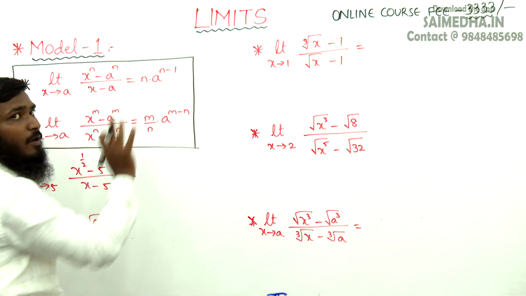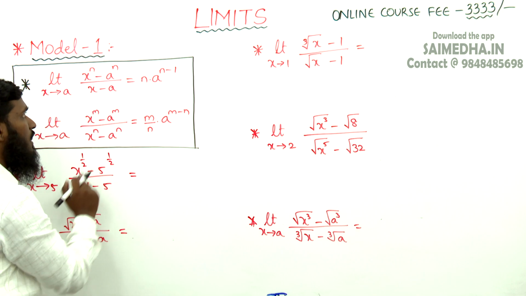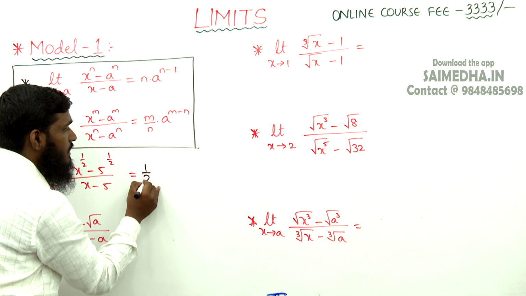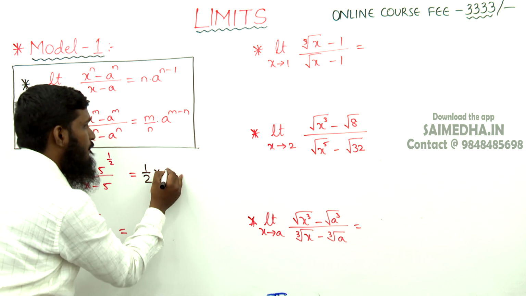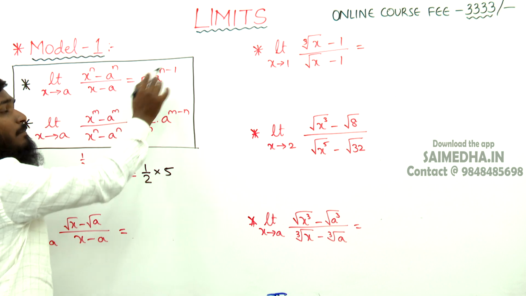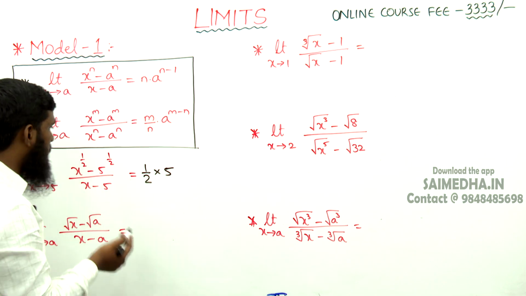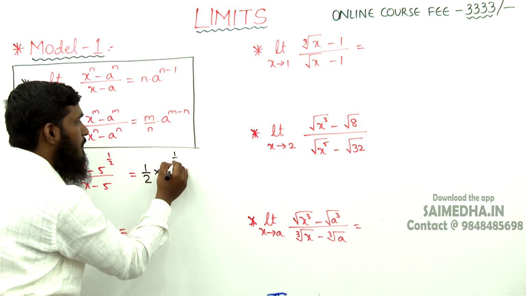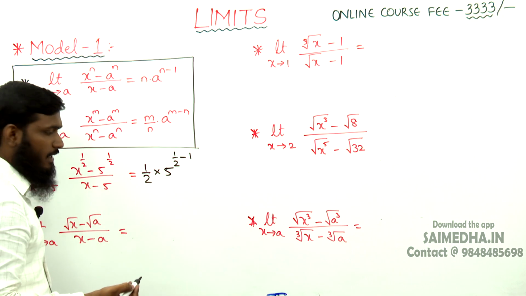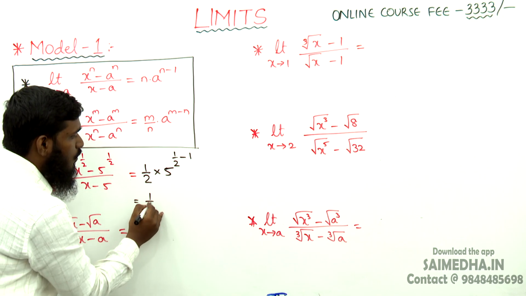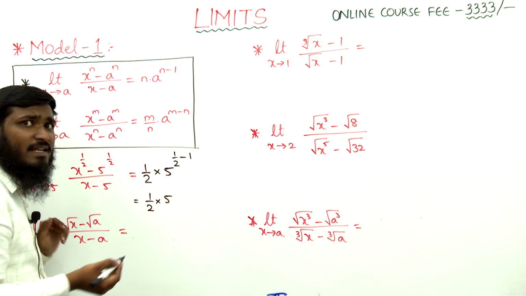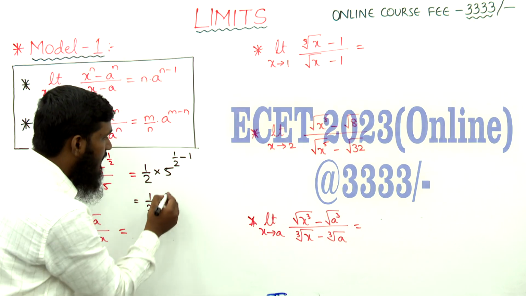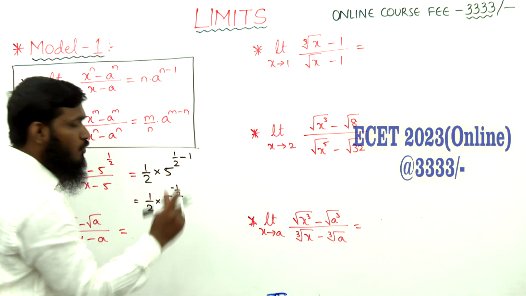Actually n into a power n minus 1. Let us apply this formula. What is the n value? 1 by 2. 1 by 2 into the a value. What is the a value we have? 5. So we have written 5. Now n minus 1. The n value is 1 by 2, minus 1. So it is equal to 1 by 2 into 5 power 1 by 2 minus 1. 1 by 2 minus 1 gives us minus 1 by 2.